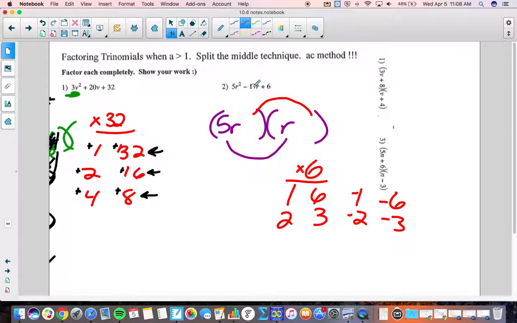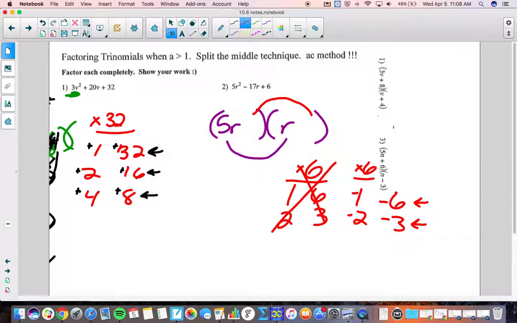Because it needs to add to a negative 17r, I think that this second list is better. I think we should use the negative numbers. Now I'm just going to start checking. Now there's two sets of pairs here rather.